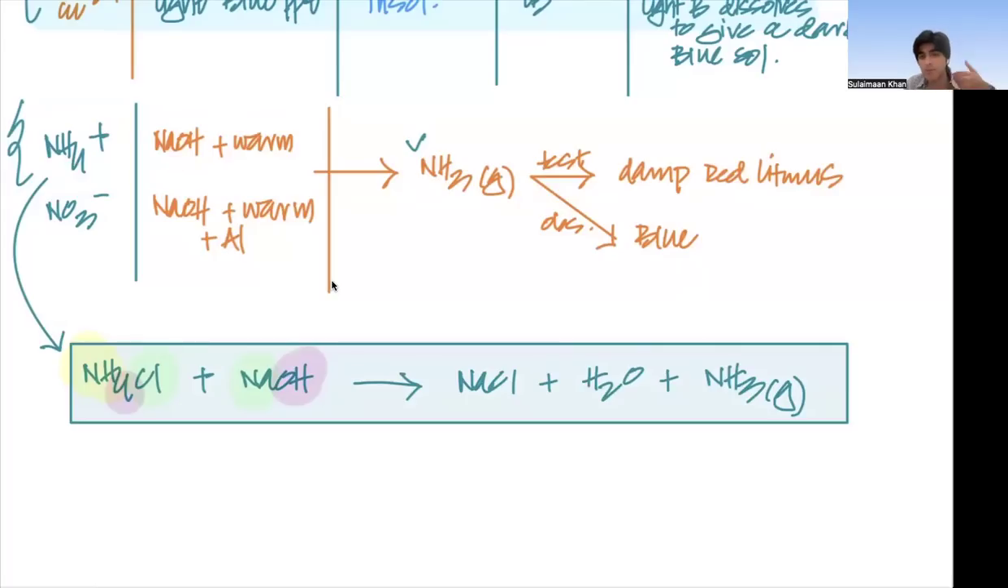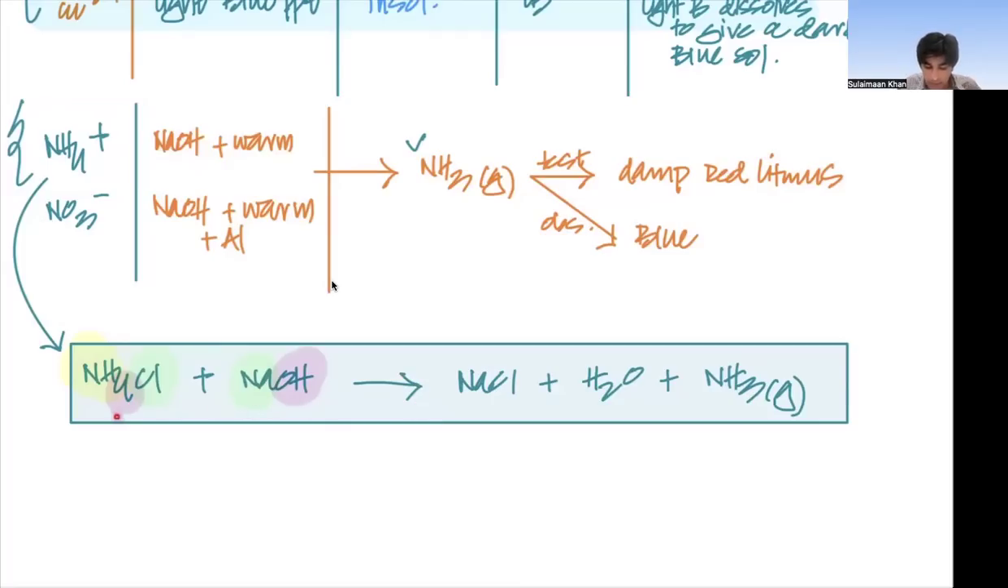Some students ask, sir, why are we adding sodium hydroxide to it? Why not aqueous ammonia? Well, you need to ask yourself, would aqueous ammonia react with ammonium salts? No, they won't, because ammonium salts are slightly acidic and they only react with strong bases, not with weak bases. Aqueous ammonia, which is ammonium hydroxide, is a weak base. So that's the reason why we use sodium hydroxide. And with aqueous ammonia, it would not give me any results.